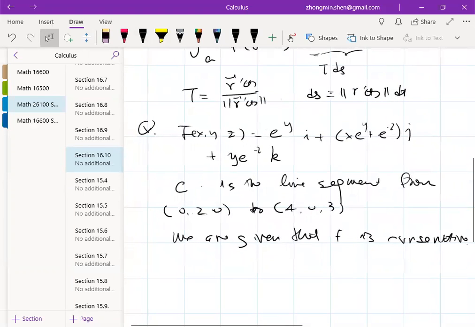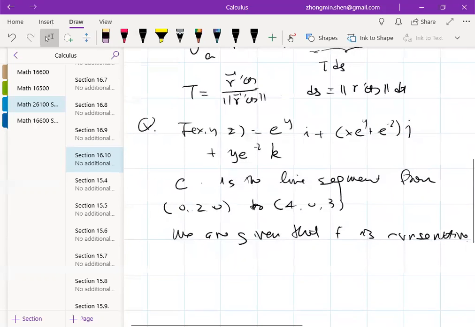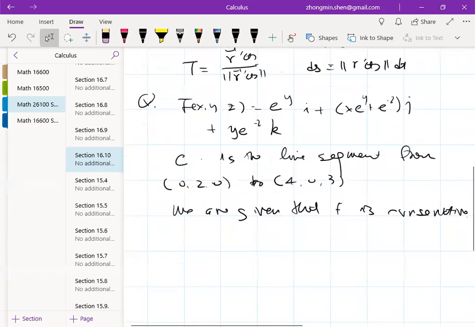You're going to find a little f first, then you can avoid evaluating the line integral. You can just find a little f, so the capital F is going to be the gradient of a little f, then you evaluate that at the end points. So you don't even need to find the parameterization for the line segment, right? Saves you time. So let's try to do that.